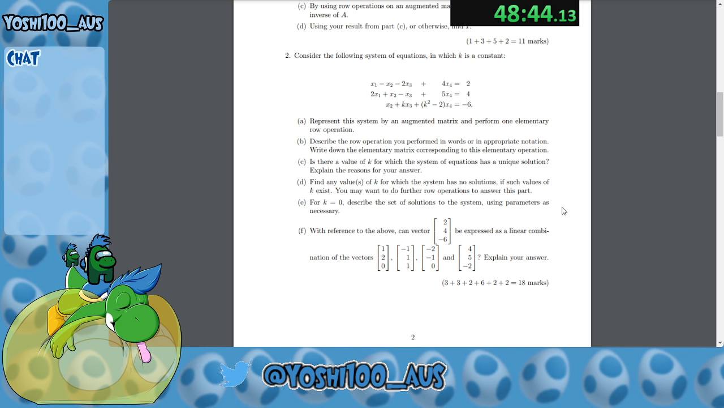Describe the... hold on. Is there a value of k for which the system has a unique solution? Find any values of k where other cases for k equals 0 describe. With reference to the above, can the vector be expressed? Okay, so that's this question.